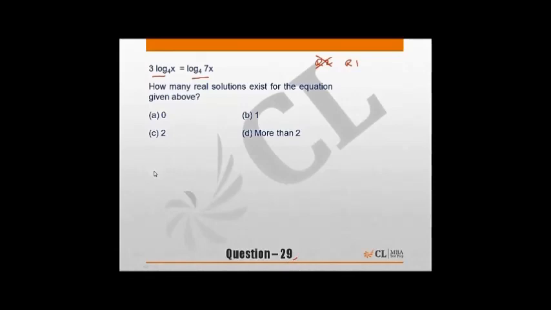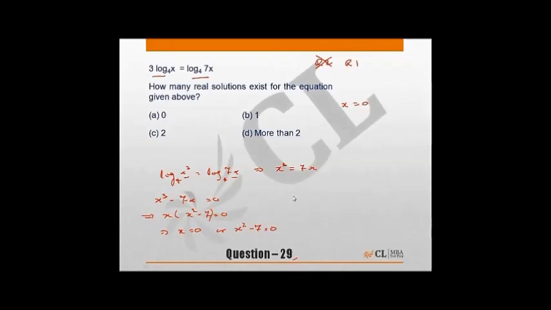We can write this equation as log of x cube base 4 is equal to log of 7x base 4, which implies x cube equals 7x, because the base is the same, that means the numbers inside, which are x cube and 7x, should also be equal. So I can rewrite this as x cube minus 7x equal to 0, x into x square minus 7 is equal to 0, which implies x equal to 0 or x square minus 7 equal to 0. So one of the possible values of x is equal to 0.